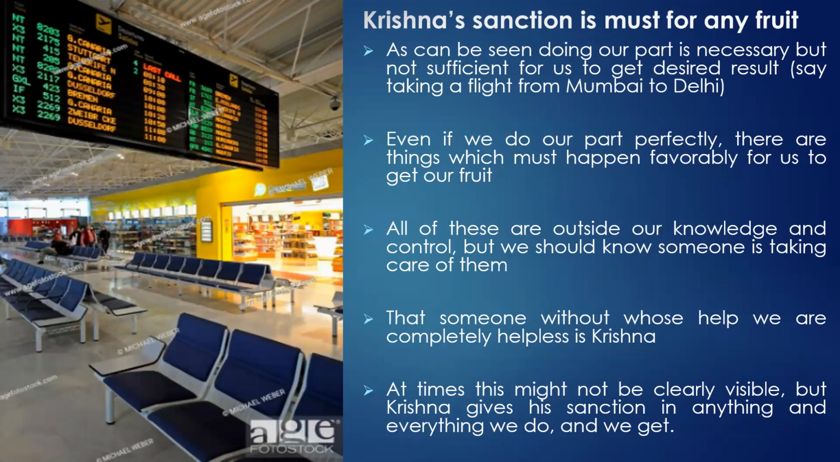So we may do our part perfectly, but still, if the right hand side does not happen, then we are a failure. We also understand by now, when we look back at our air journeys that we would have undertaken, that the right hand side does not happen automatically. We think it all happens automatically, but these are done by some people. Someone is actually taking care of a lot of those things.